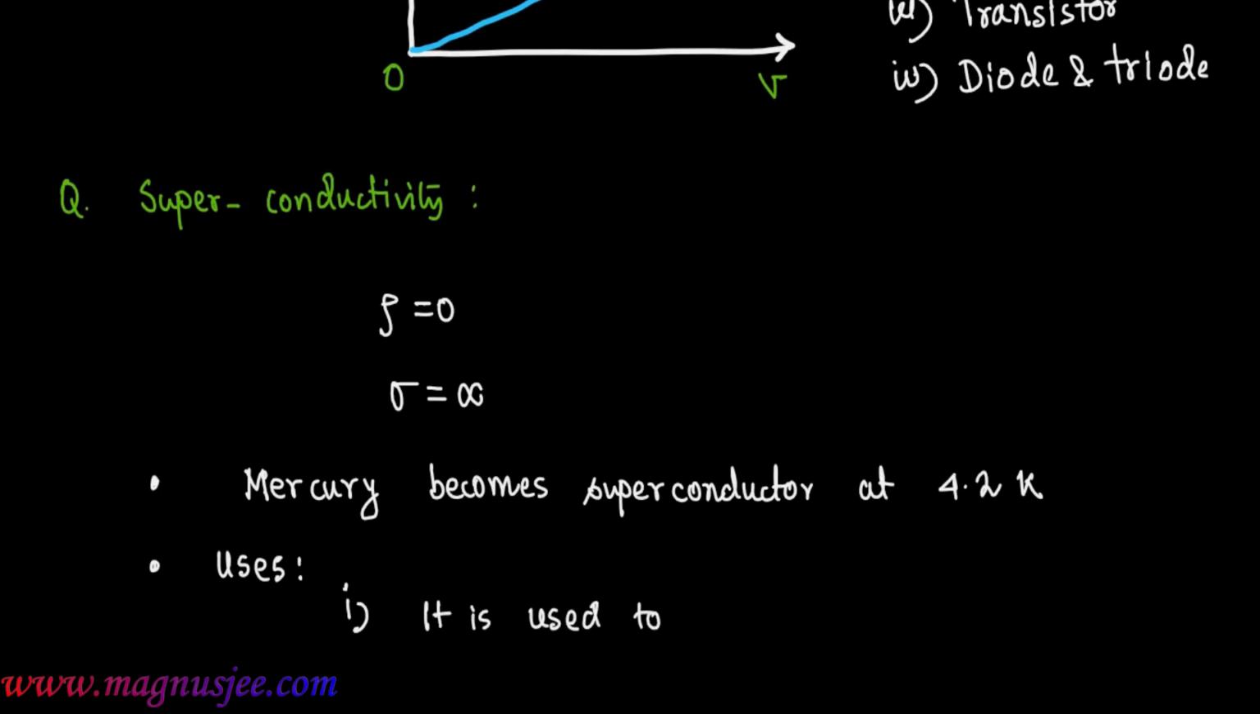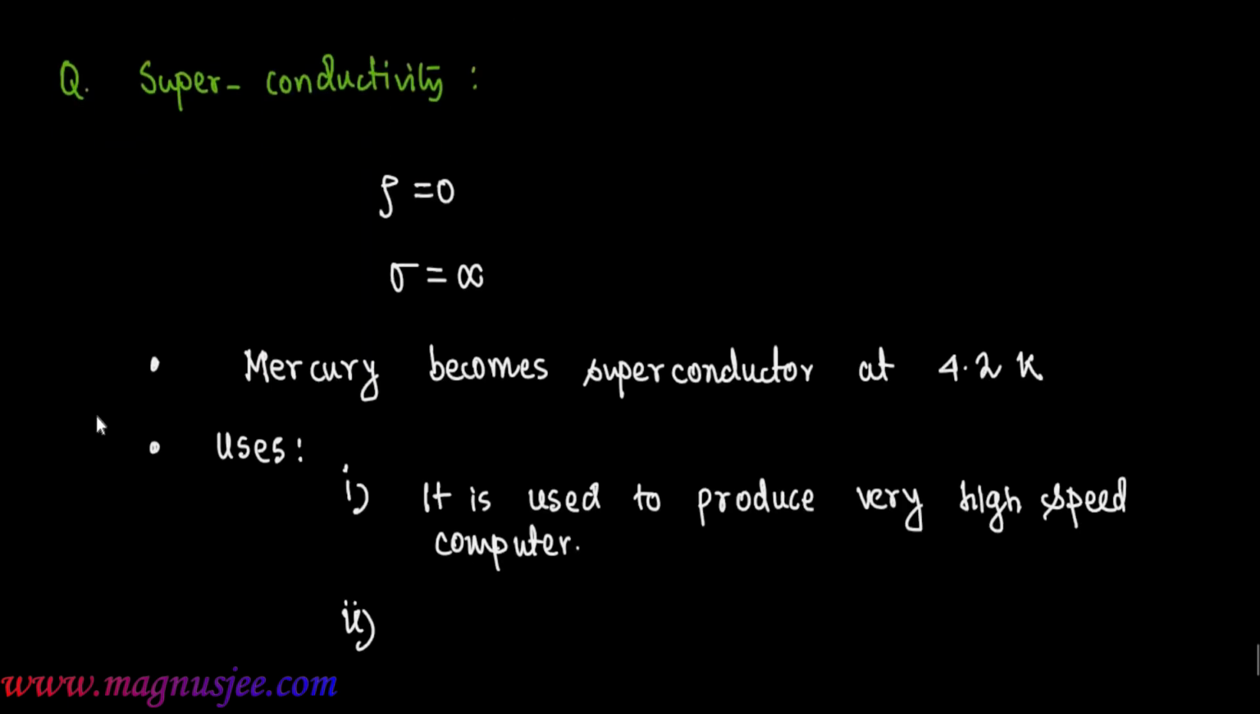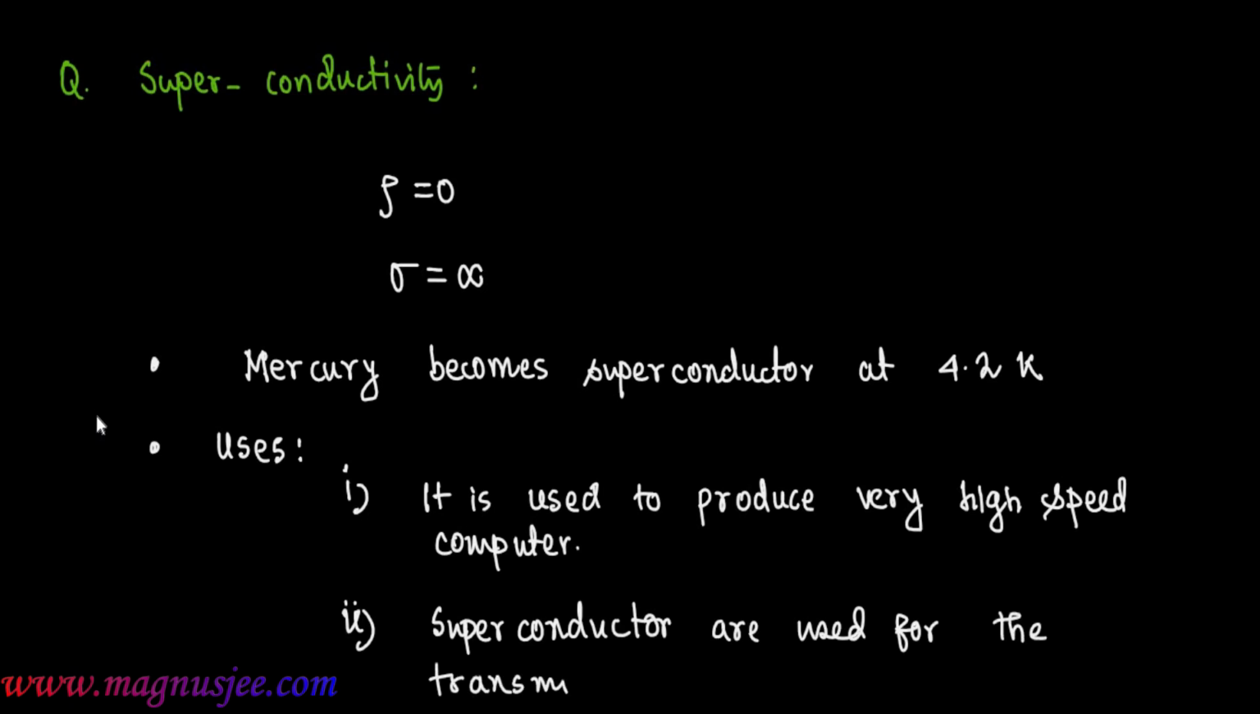Number one, it is used to produce very high speed computers. Number two, superconductors are also used for the transmission of electric power.